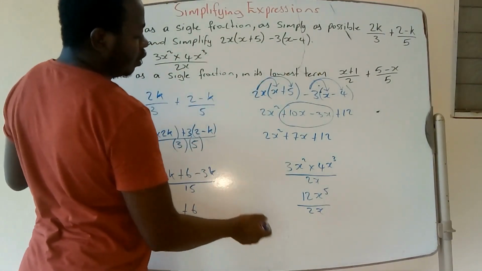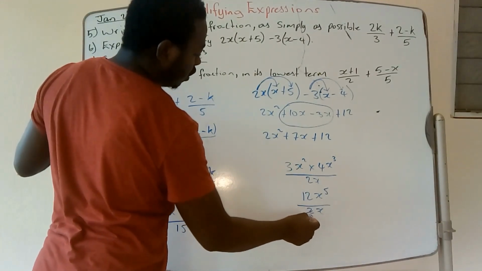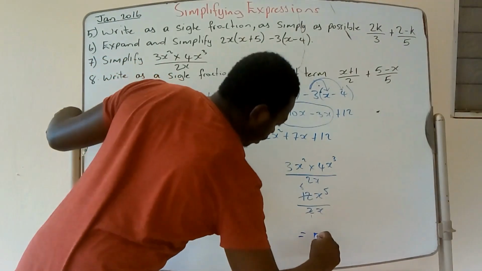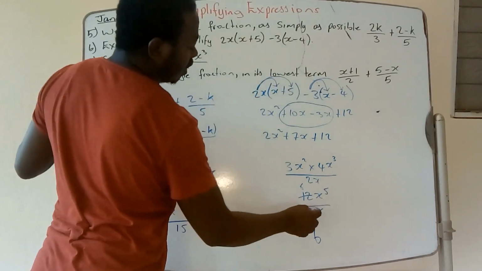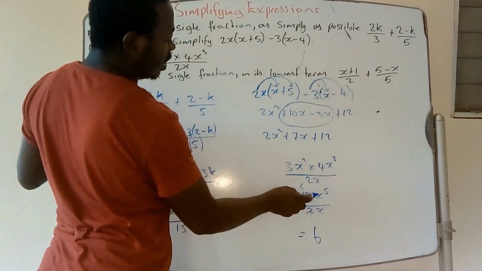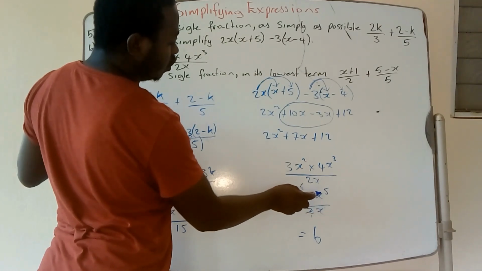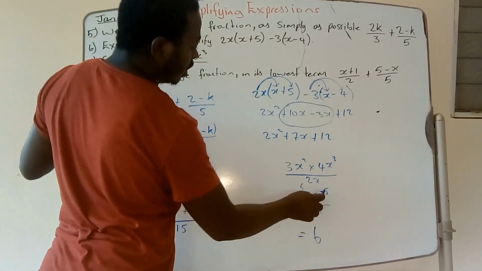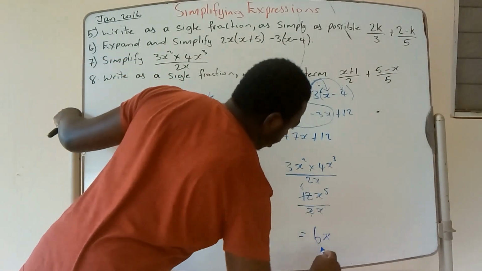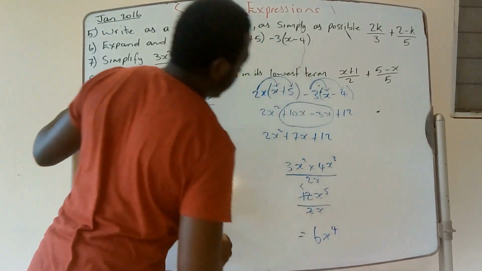Right? Here, you know that 2 can go into itself and 2 can also go into 12. So 2 into 2 is 1, and 2 into 12 gives you 6. So our answer down here is going to be 6. This is x to the first power, and this is x to the fifth power. When you're dividing two things with the same base, all you need to do is subtract the powers. In other words, this is 5 minus 1. So this is going to be 6x, and 5 minus 1 is 4. So it's going to be 6x to the fourth power. And that's it.